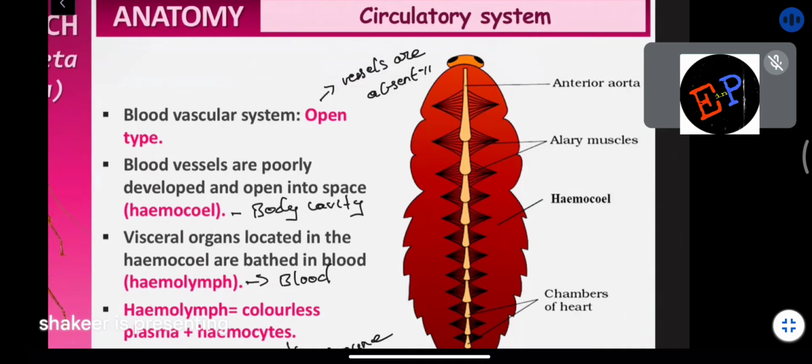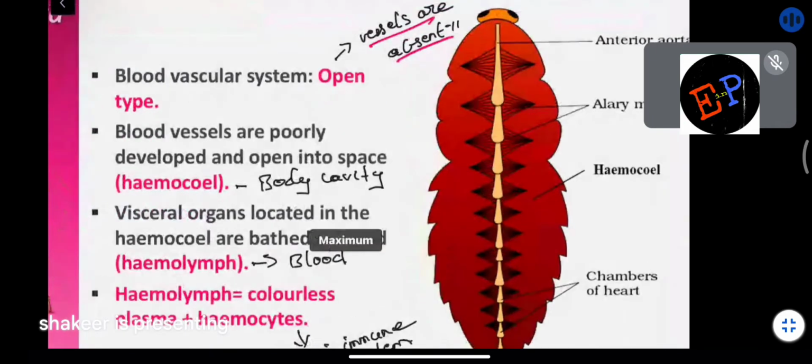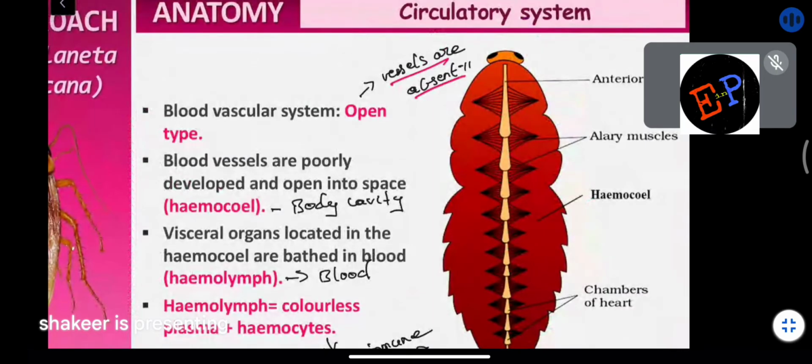What kind of system do human beings have? We have a closed system. We have arteries, veins, veinlets. So blood is not thrown into open spaces. Vessels are absent in this condition, that is why they are called open type. So blood vessels are poorly developed and open into a space which is called the hemocoel. This region which you are seeing here is called the hemocoel. Blood is thrown into these regions, and here blood vessels are not highly developed, they are poorly developed.